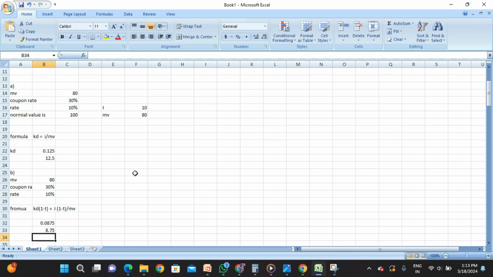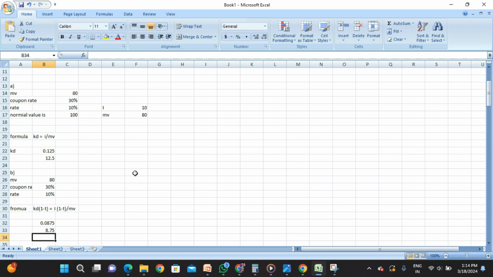So this will be the question you will get on irredeemable debt. It is very easy, just remember the formula. For the individual debt holder, Kd equal to I divided by market value.